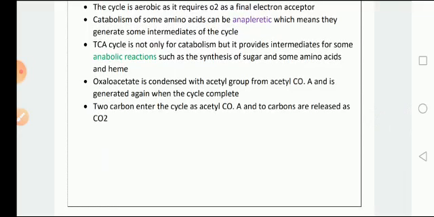Catabolism of some amino acids can be anaplerotic, which means they generate some intermediates of the cycle. So I'm going to break these amino acids to get the carbon chains to be used to synthesize intermediates for the cycle. The cycle is not only for catabolism, it also provides intermediates for other anabolic reactions, such as synthesis of sugar, some amino acids, and heme. Heme is an important component of hemoglobin, which is the oxygen transporter in the red blood cells.